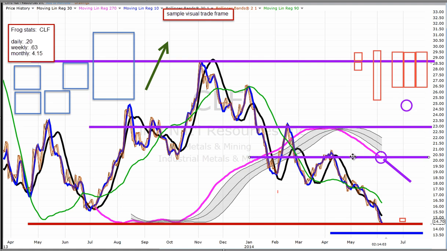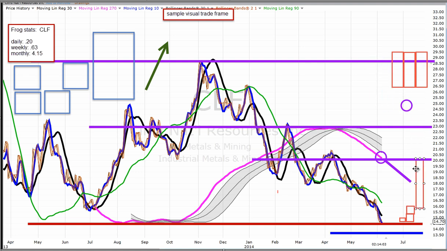And now what we've got is a price target in here. A single frog box of 20 cents might not be enough retracement to convince us it's time to get back in. What else might we do? We might take 2 weekly frog boxes, each one about 63 cents. And we might also compare that to this $4.15 monthly frog box.